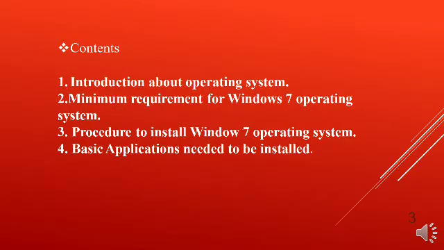Contents: 1. Introduction about operating system. 2. Minimum requirement for Windows 7 operating system. 3. Procedure to install Windows 7 operating system. And 4. Basic applications needed to be installed.